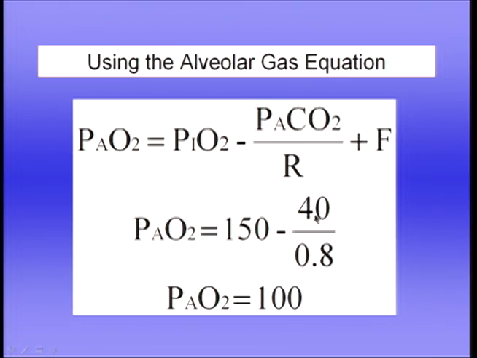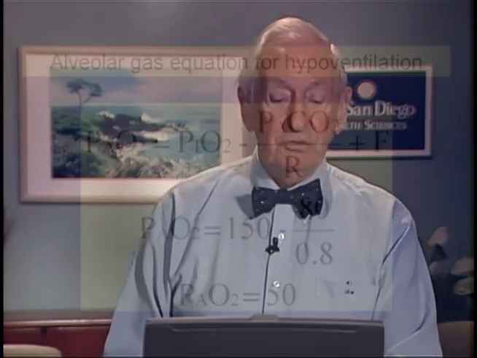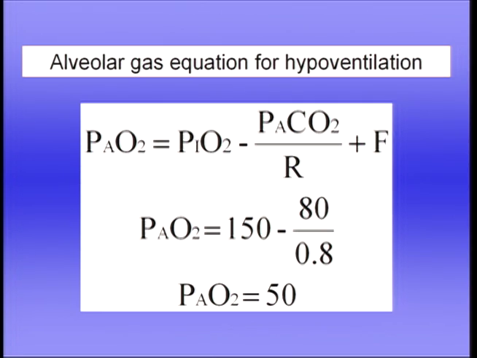So you can see that if we divide 40 by 0.8, we get 50 millimeters of mercury, and therefore this says that the alveolar PO2 is equal to 150 minus 50, and that's 100 millimeters of mercury. So that's a nice way of seeing that the normal PCO2 is 40 and the normal PO2 is 100 millimeters of mercury. Now, what happens to the PO2 in hypoventilation? Well, let's look at the next image here. Here we've got the hypoventilation situation.